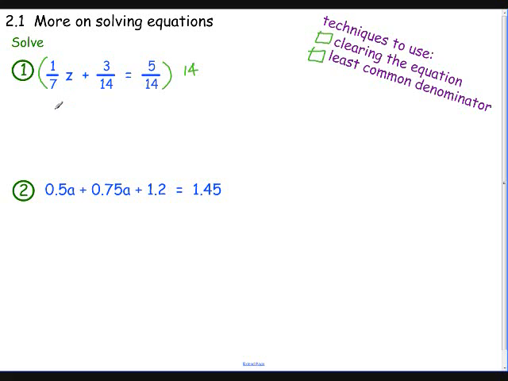14 divided by 7. 2z. When I multiply this by 14, the 14s will be just a fancy 1, and I'll have a 3. Same thing on this side. So I end up with 2z. I'm going to subtract 3 from both sides.